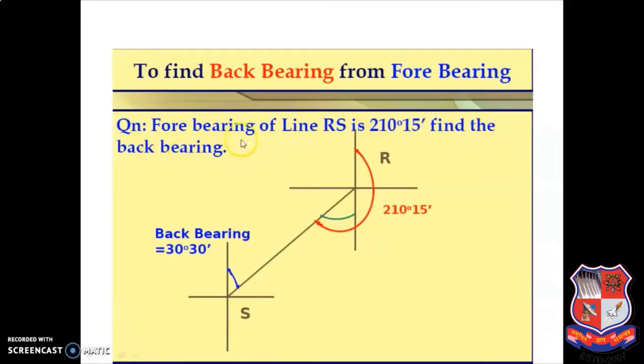Here you can say the fore bearing of the line is 210 degree 15 minute. This value is greater than 180 degree. So here to find the back bearing of the line, what you have to do? You have to deduct 180. So back bearing is equal to fore bearing, 210 degree 15 minute minus 180. So what is your answer? 30 degree 15 minute. We already solved this example, but I have some more examples, so I am showing you.